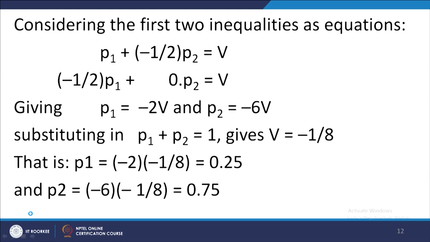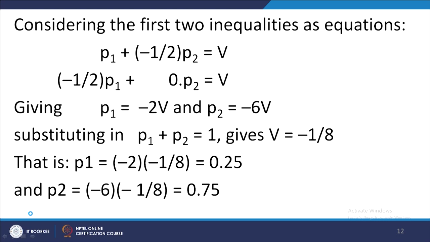All right. So, now we will consider the first two inequalities as equations, that is, they are being satisfied exactly equal to V. And we have P1 plus minus 1 by 2 P2 is equal to V, and similarly minus 1 by 2 times P1 plus 0 times P2 is equal to V. And when you solve this, from the second equation you can get P1 is equal to minus 2V, and if you substitute this P1 back into the first equation, you will get P2 is equal to minus 6V.